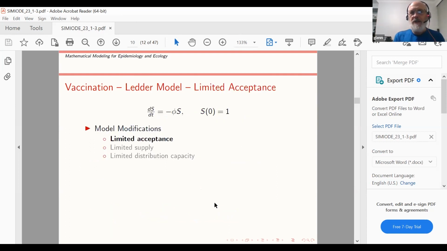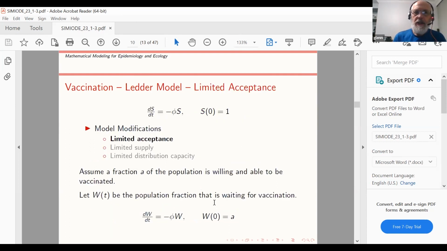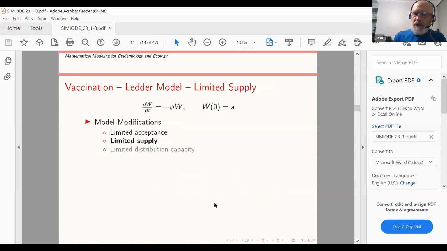So let's correct them one at a time. Limited acceptance is pretty easy. Let's assume a fraction A of the population is willing and able to be vaccinated. And let's let W be the population fraction that is waiting for vaccination. This is not part of the epidemiology model, though it interacts with it, because when vaccination is scheduled, there is no effort made to limit vaccination to people who are still susceptible. People who are recovered can get vaccinated too. So W is not a subset of S, it's a different category altogether. It's a non-epidemiological category.